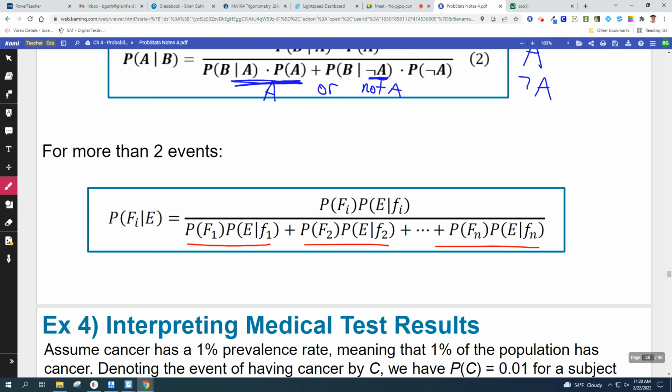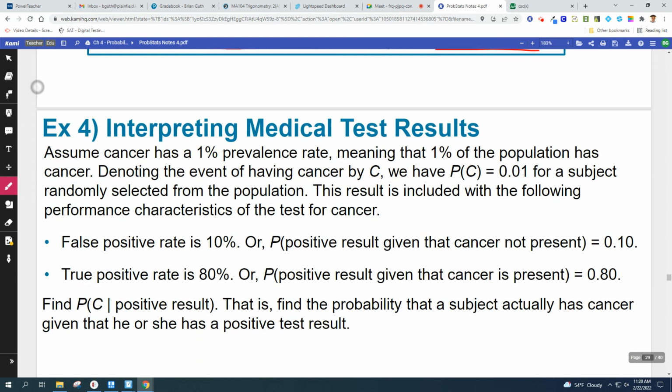And in fact, when I'm doing a Bayes problem, a lot of the times the more things that happen, the easier the problem can be, because it's more obvious that it's a Bayes problem.